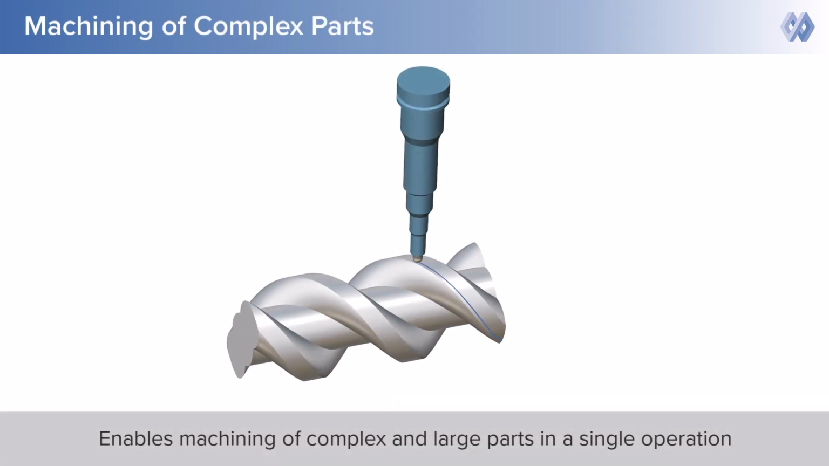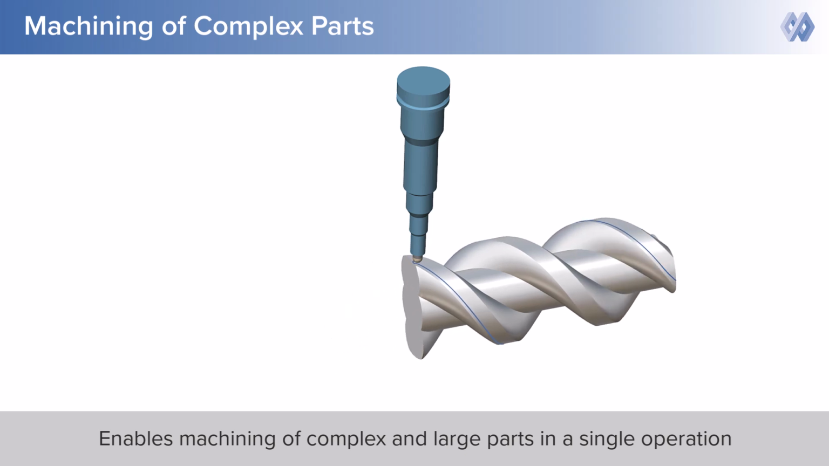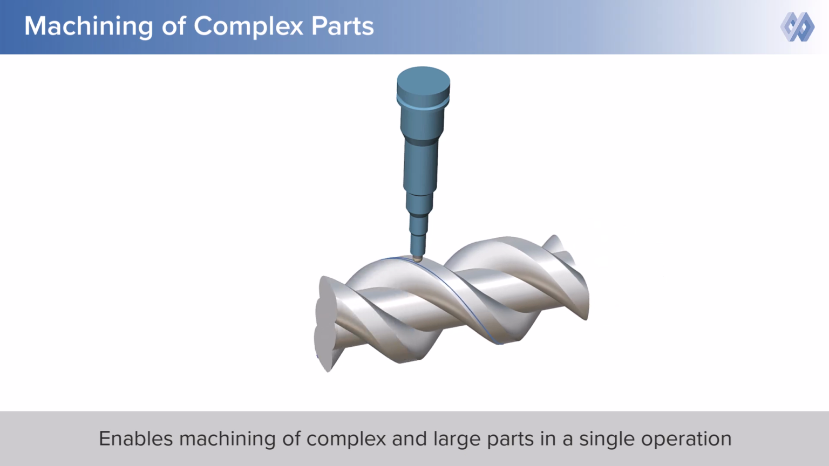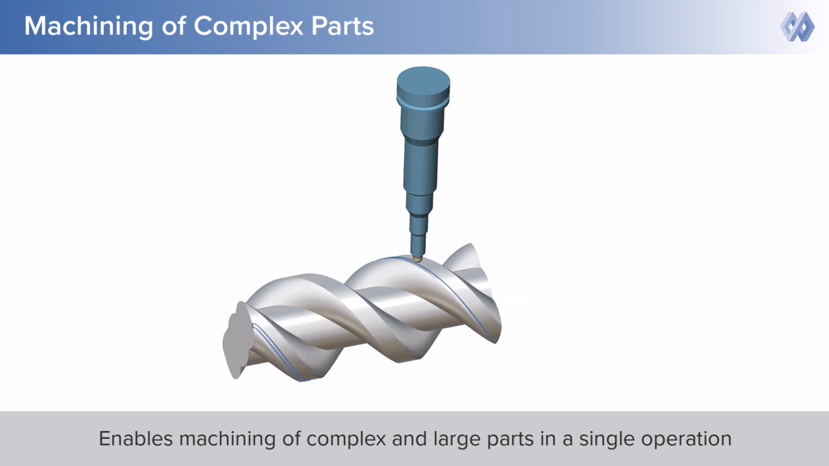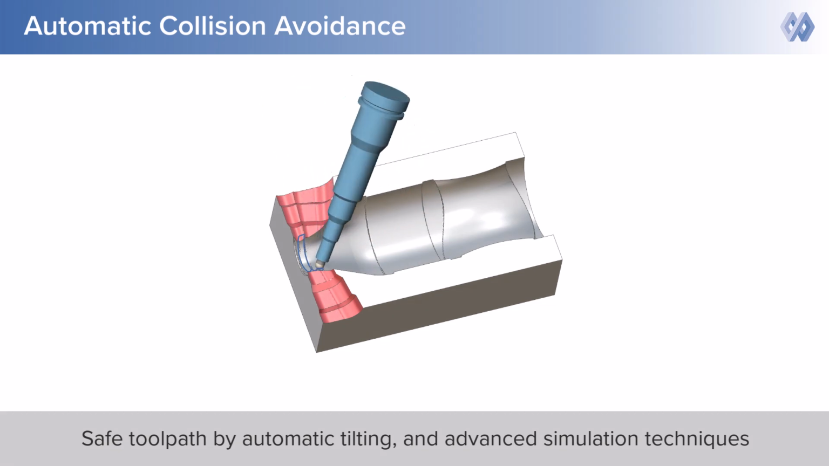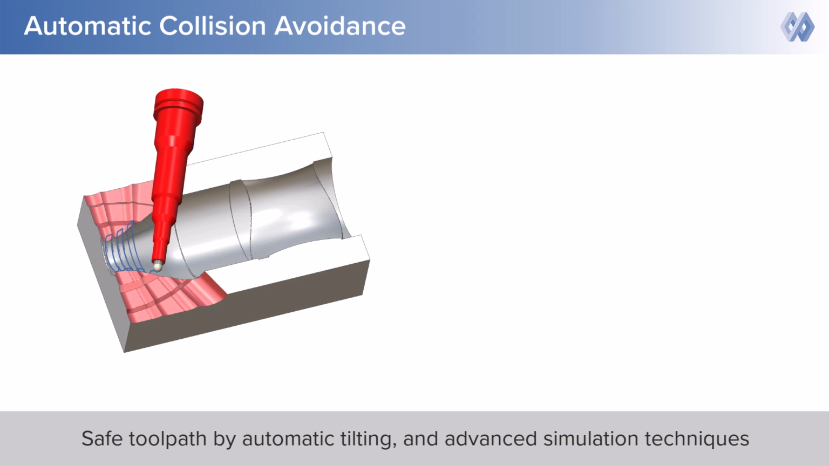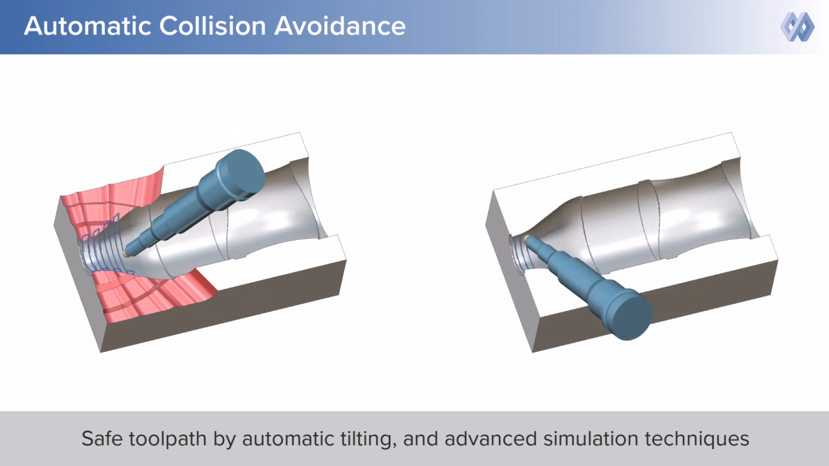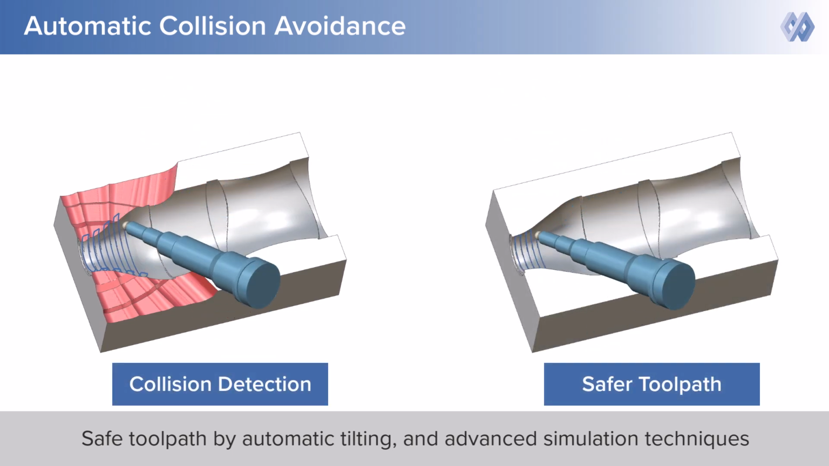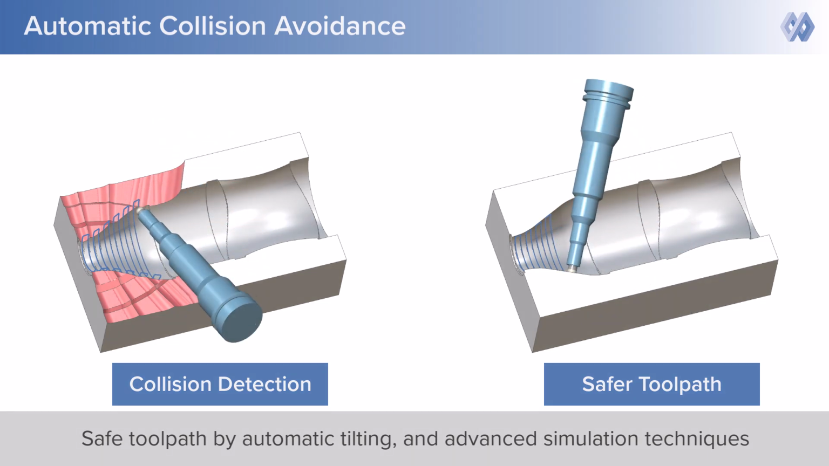Our solution enables the machining of complex and large parts in a single operation, maintaining a constant step-over between each toolpath slice, even on complex geometries. The system continuously monitors the proximity of the part, tool, and holder, ensuring collisions are automatically prevented during toolpath calculation. For collision detection, users can specify both the drive and check surfaces.